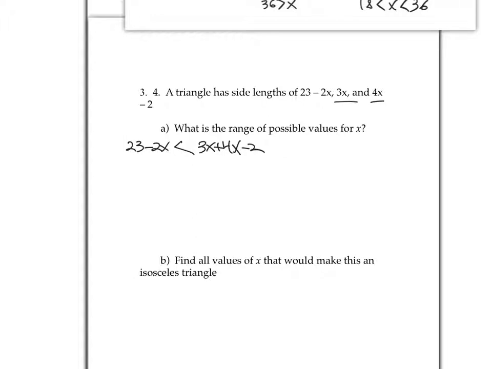So any one side has to be less than the sum of the other two sides. So this one's going to give us that 23 minus 2x is less than 7x minus 2. And when we rearrange everything, we're going to get 25 is less than 9x. Or in other words, 25 over 9 is less than x. Okay, so x has to be greater than 25 over 9, which is a little bit less than 2.